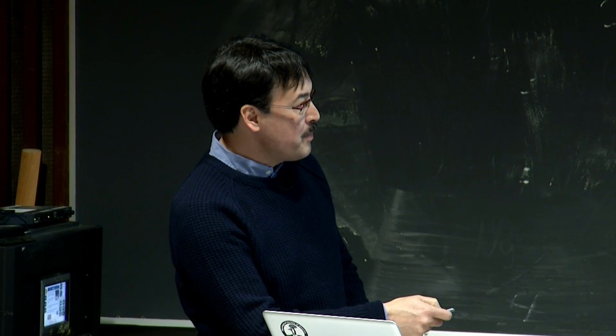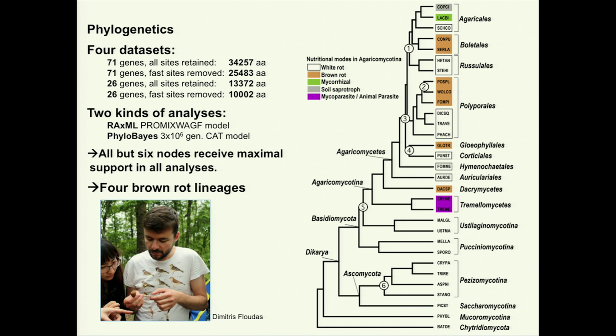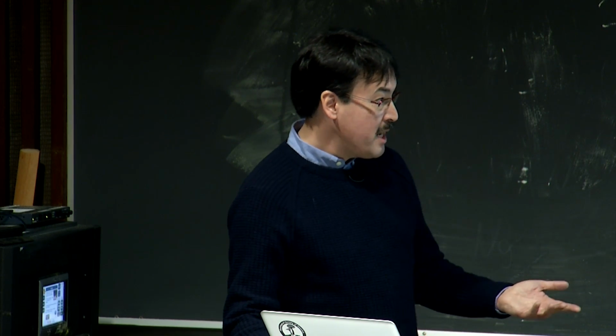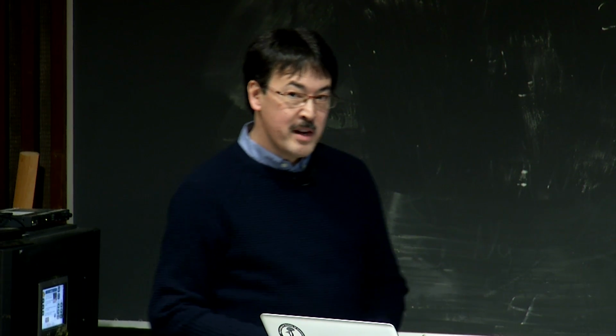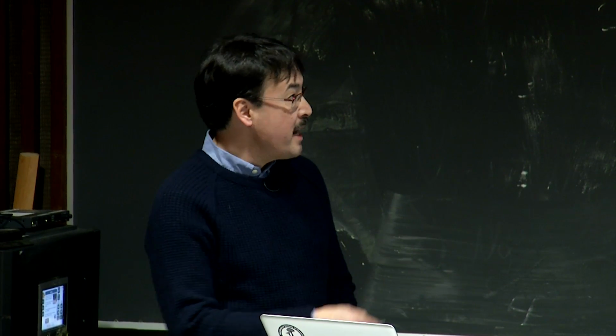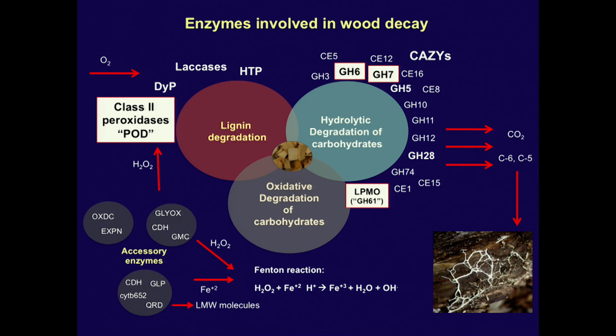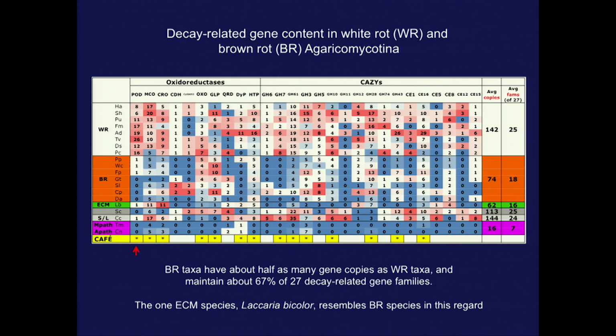So from here on up, it's the Agaricomycotina. Brown is brown rot, white is white rot, one ectomycorrhizal species, a couple pathogens, or animal and fungal parasites here. Okay? So we made a tree, but what we're really interested in is understanding the evolution of the gene families involved in decay. So we annotated the 27 selected gene families, and this is the result.